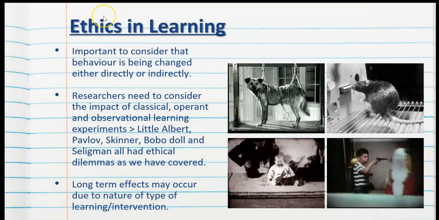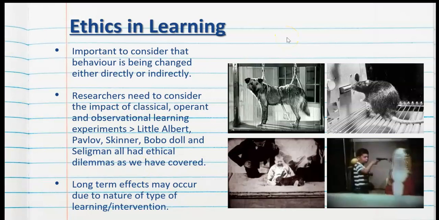We also need to consider the role of ethics in the learning topic. So it's important to consider that behavior is being changed either directly or indirectly, and researchers need to consider the impact of classical, operant, and observational learning experiments. The ones that we've covered in this course, Little Albert, Pavlov, Skinner, Bobo doll, and Seligman all had ethical dilemmas, as we have covered extensively in class. So the long-term effects may occur due to the nature of the type of learning and the intervention.